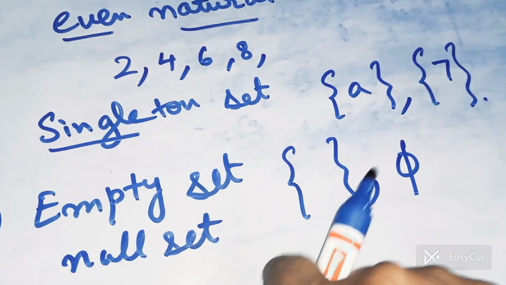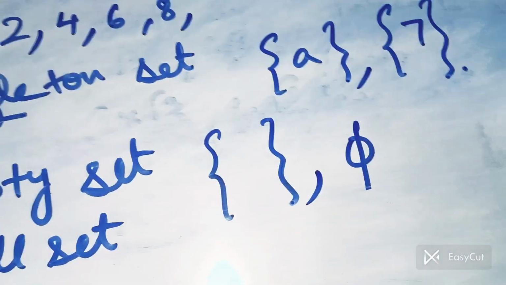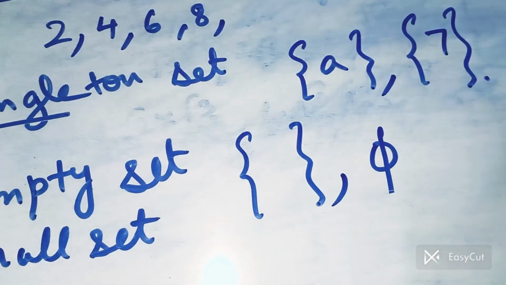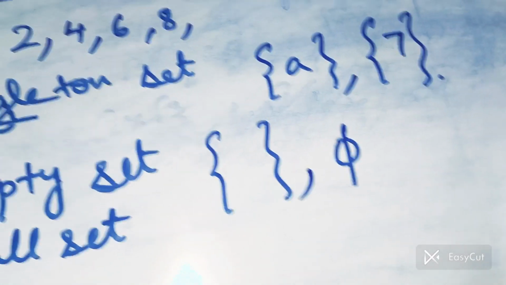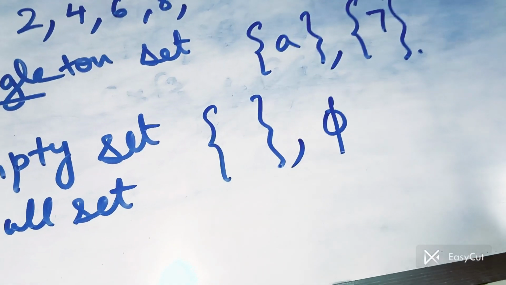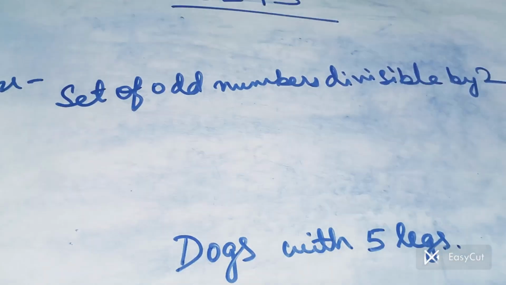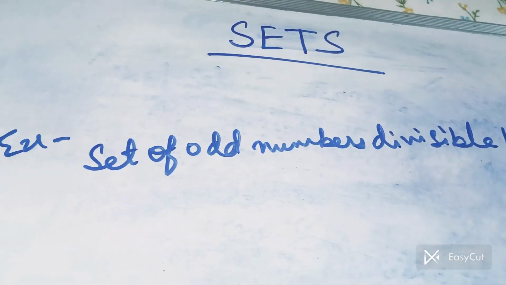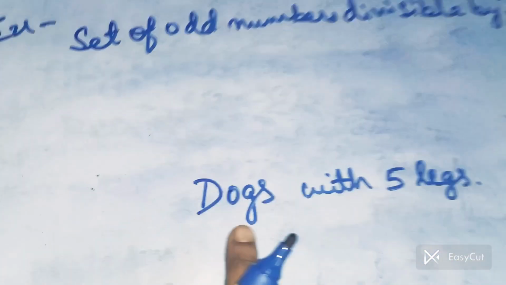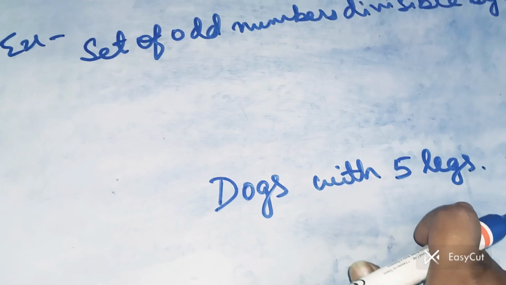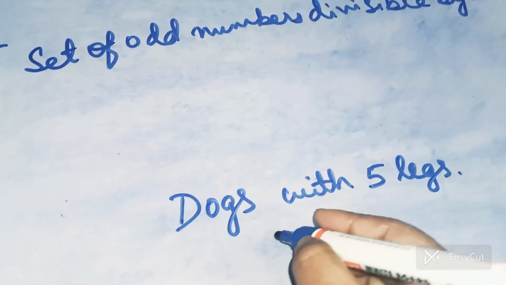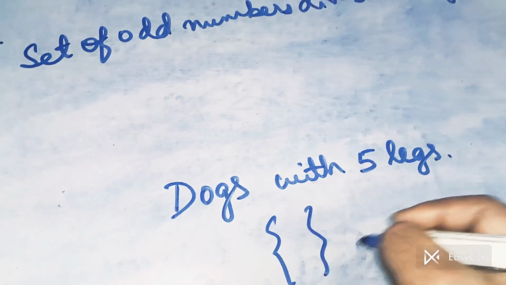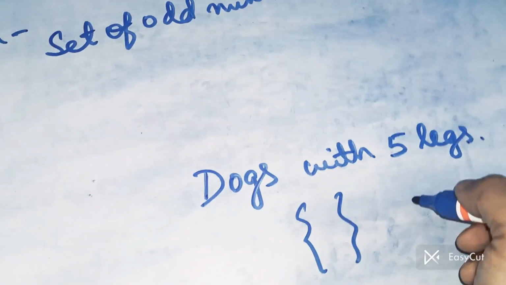Now when can it be? Let us see one example, like the set of dogs with 5 legs. Do dogs have 5 legs? No. No dog will have 5 legs. So this set will be an empty set. This is an example of an empty set.